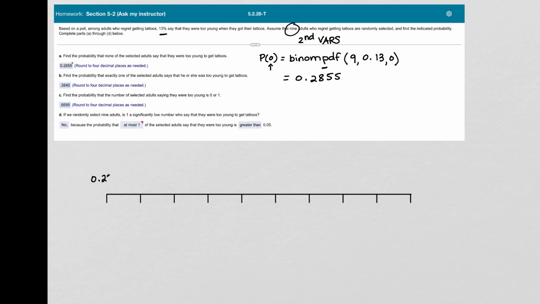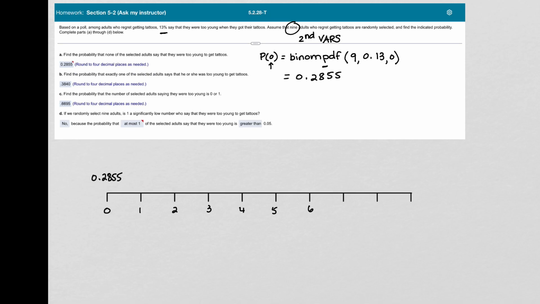And I'm going to write that down here on my number line. 0.2855. So this is for 0 successes, and of course there could be 0 or 1 or 2 all the way up to 9 possible successes.